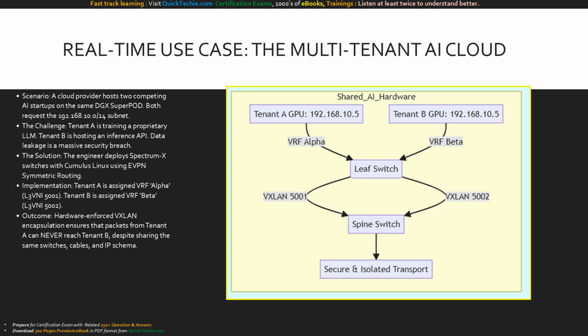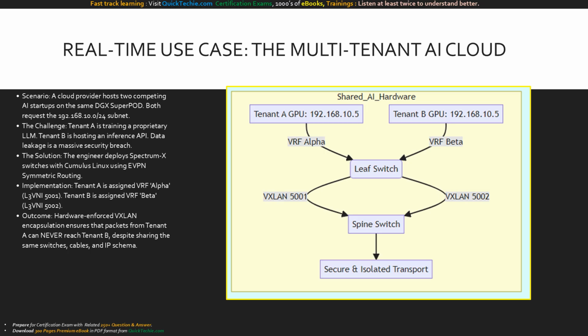You deploy a BGP EVPN symmetric routing architecture. You assign tenant A to VRF alpha with L3 VNI 5001 and tenant B to VRF beta with L3 VNI 5002. The outcome is total security. The Spectrum switch ASIC enforces this isolation at the hardware level. Tenant A's packets are hermetically sealed inside VNI 5001. They can share the exact same spine switches and fiber optic cables as tenant B, but their data planes will never intersect.